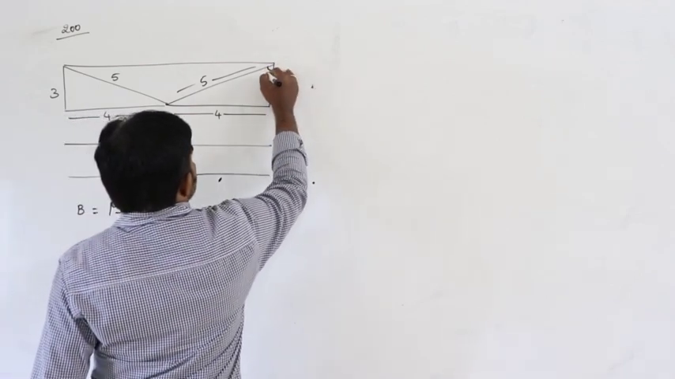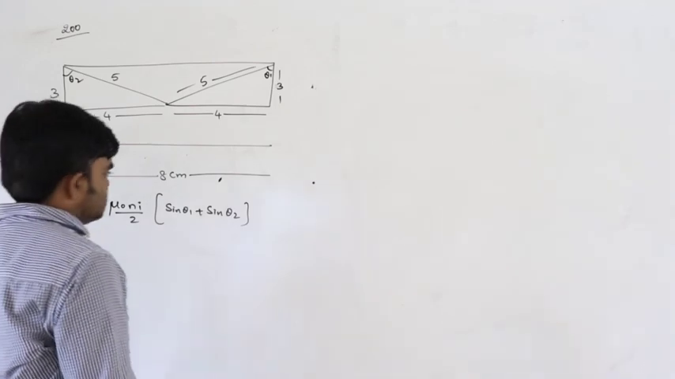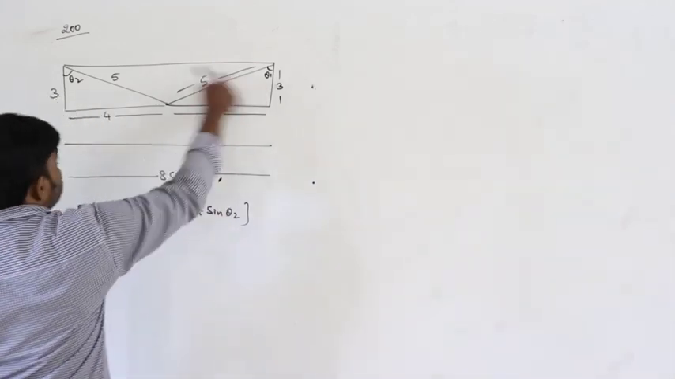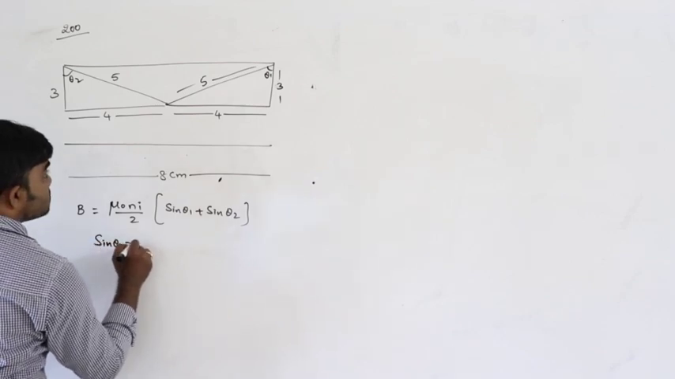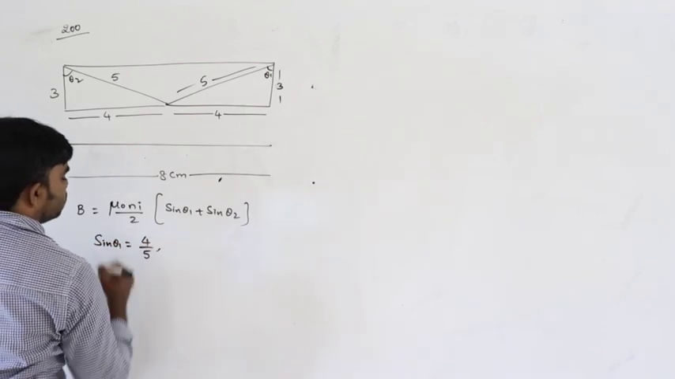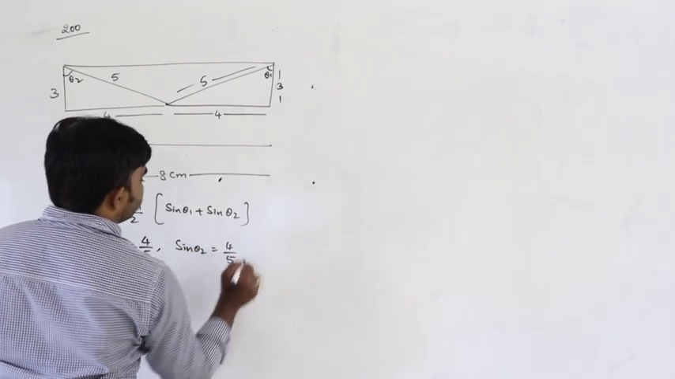So let us say this is theta 1 and this is theta 2. Same angles, the angles made with the vertical, we are calculating here. So sin theta 1 is equal to opposite side by hypotenuse, and in the same way sin theta 2 is equal to 4 by 5.